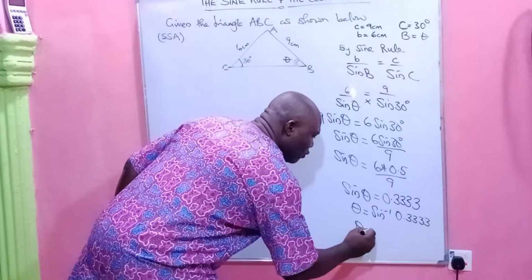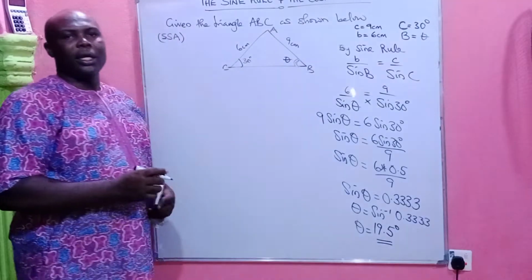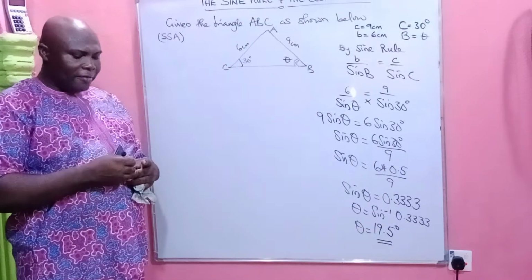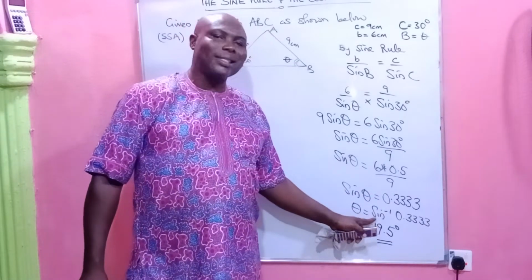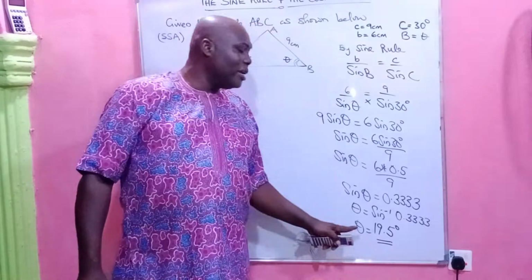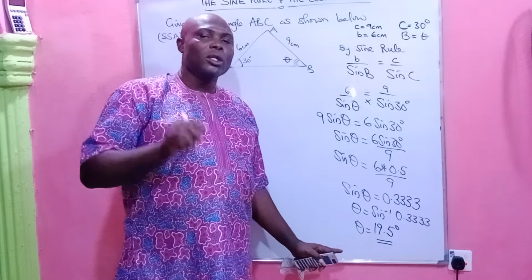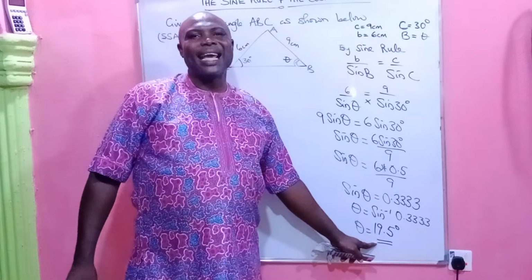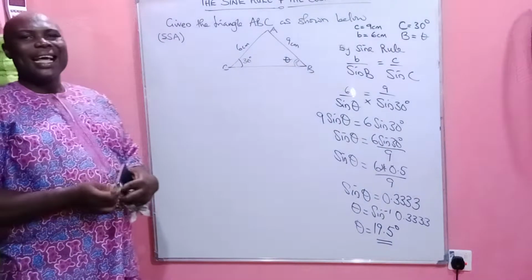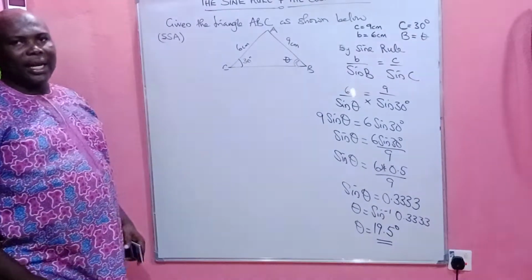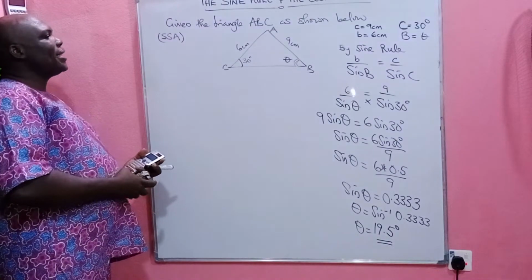So that means our theta will be 19.47, which is approximately 19.5 degrees. So the moment you work that out, theta will be the arc sine of 0.333, that's the inverse of sine of 0.333. You do that by pressing second function sine 0.3333, and that will give you 19.5 degrees. It therefore means that the angle we are looking for here, theta, is 19.5 degrees. That's all. So we've been able to apply the sine rule using SSA.